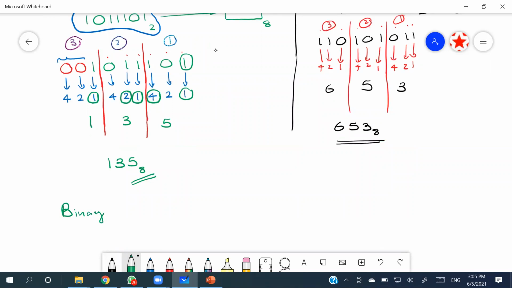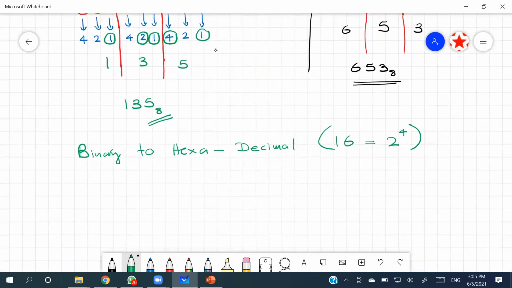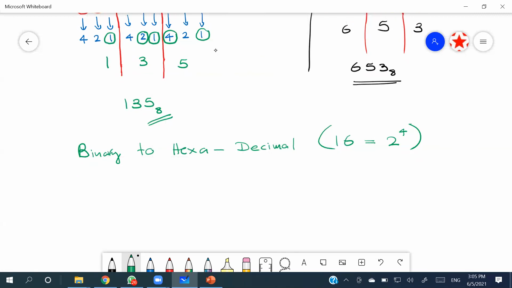Binary to hexadecimal. Now 16 means 2 to the power 4. For the binary to octal conversion, we make the groups into threes. If hexadecimal is given, we make the groups which have 4 characters in it, 4 characters in it.